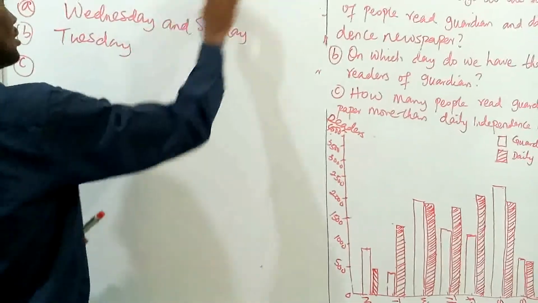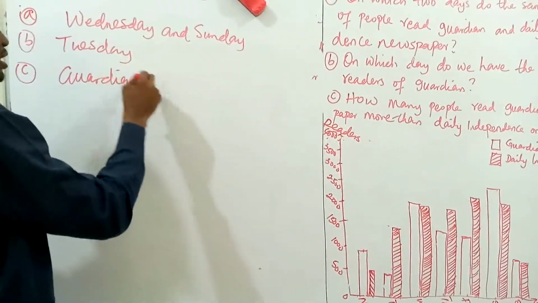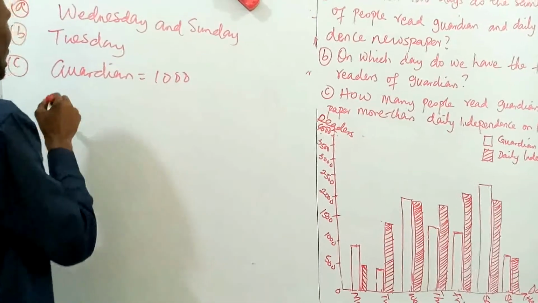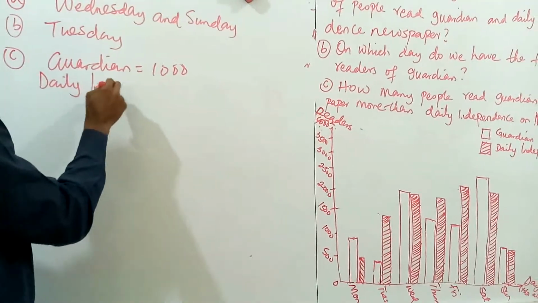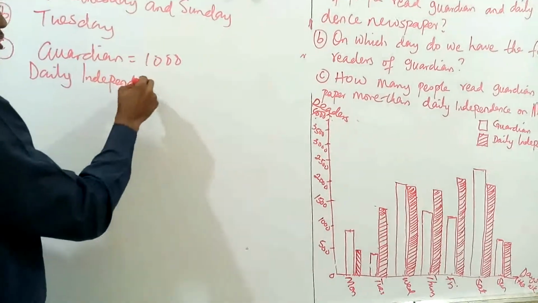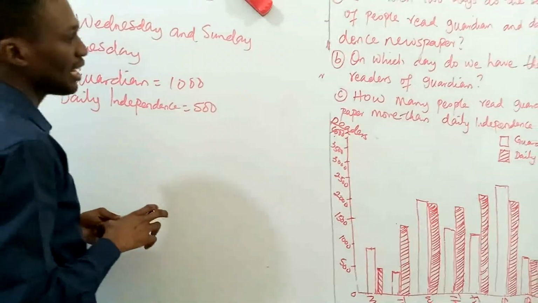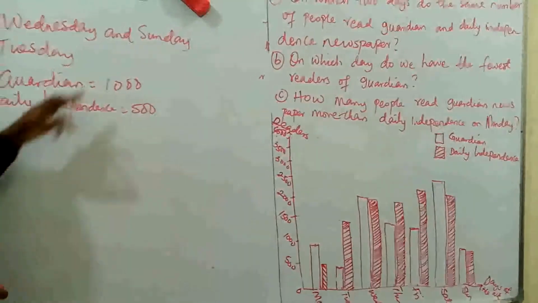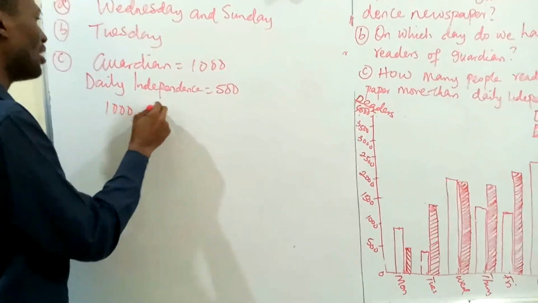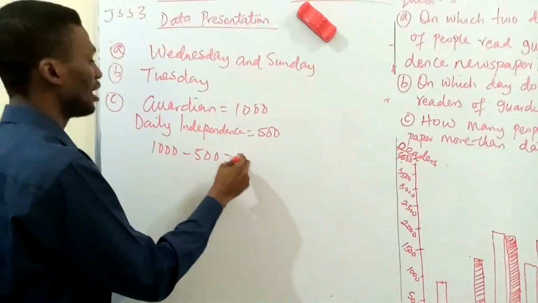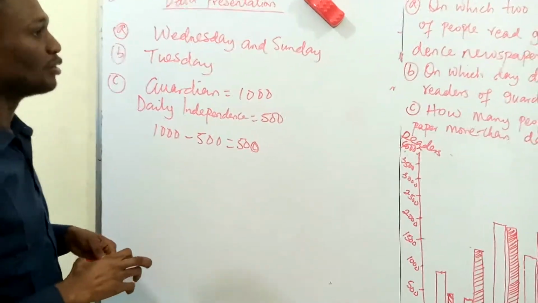We have Guardian is 1,000, and then Daily Independence is 500 on Monday. We ask how many people read Guardian newspaper more than Daily Independence, meaning what's the difference between these two? So we have 1,000 minus 500. We have 500. We have a difference of 500.